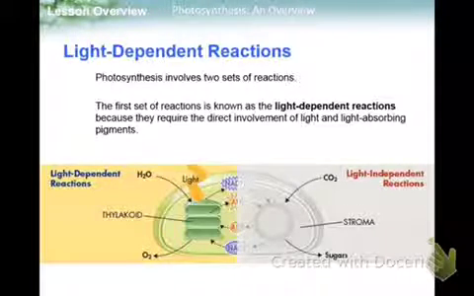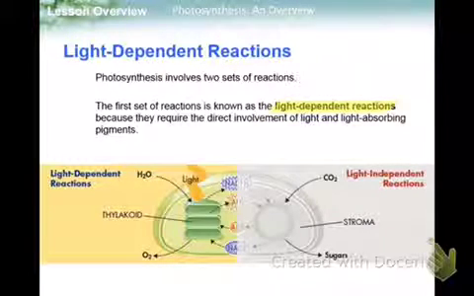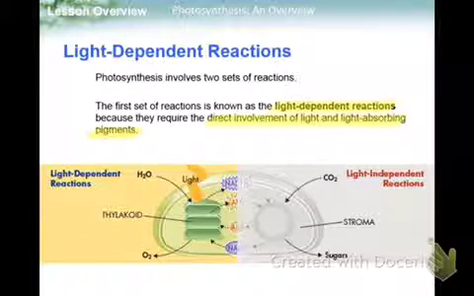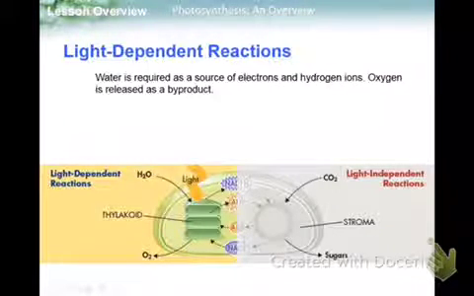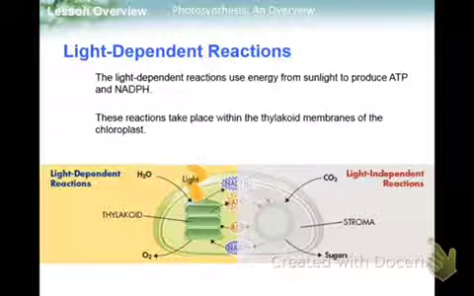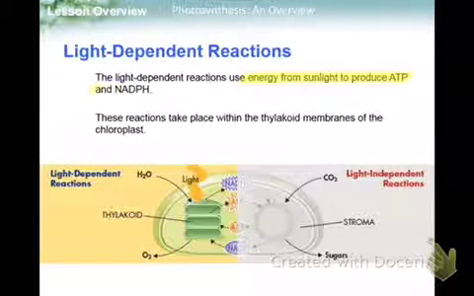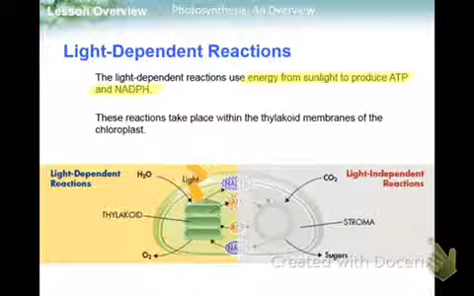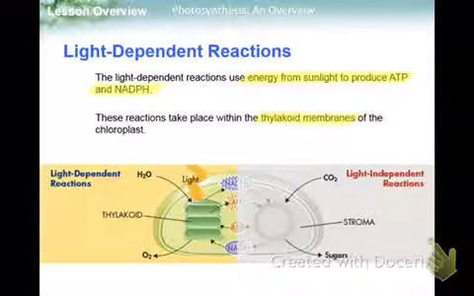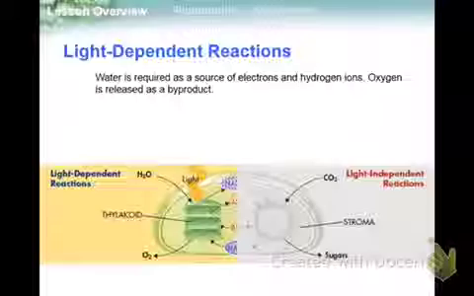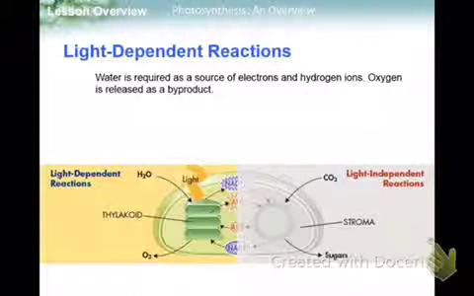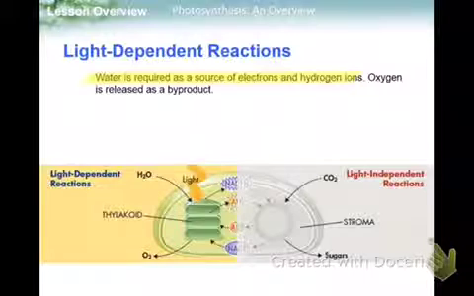There are 2 sets of reactions in photosynthesis. The first is the light-dependent reactions. They require the direct involvement of light and light-absorbing pigments. Basically, they use energy from the sunlight to produce ATP and NADPH, that electron carrier we were just talking about. These reactions take place in the thylakoids, right here. This is where water is required. It's a source of electrons and hydrogen ions, and this is where oxygen is released.